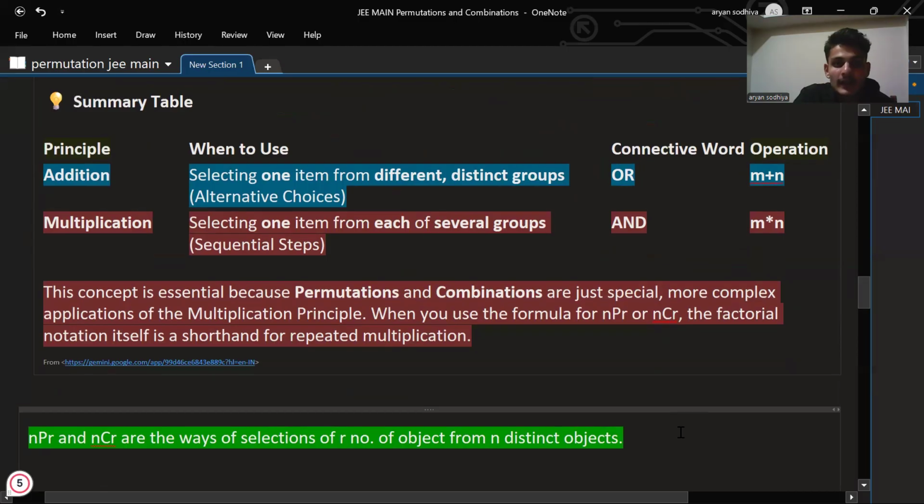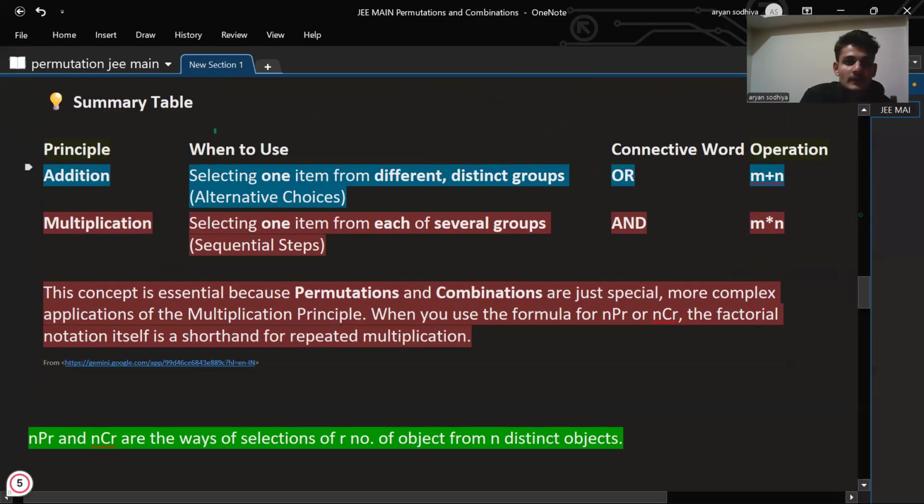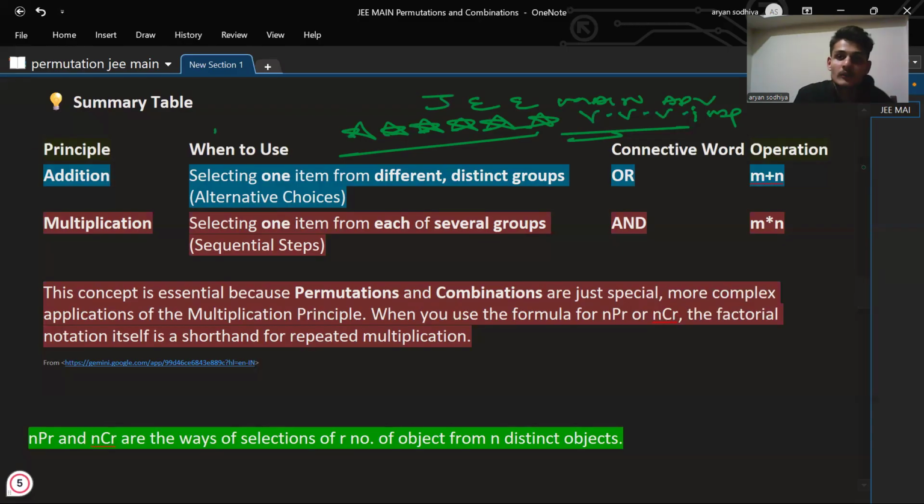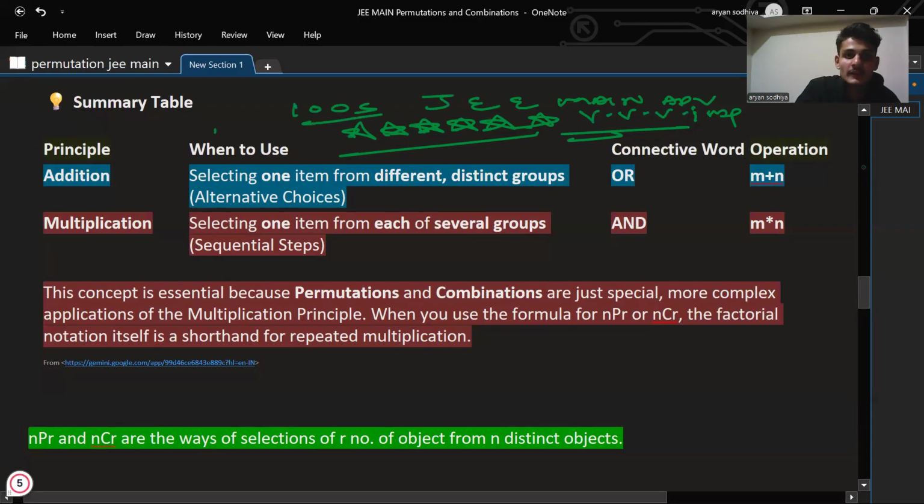Addition: selecting one item from different and distinct groups, "or" is used. Let's summarize this concept. It's a very, very important concept, as important as it can be for JEE Main as well as Advanced. Many various questions are asked in Advanced, plenty of questions, hundreds of questions.